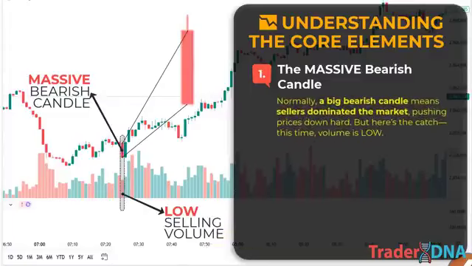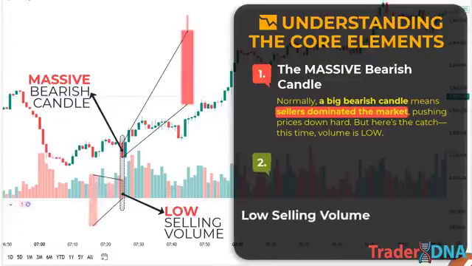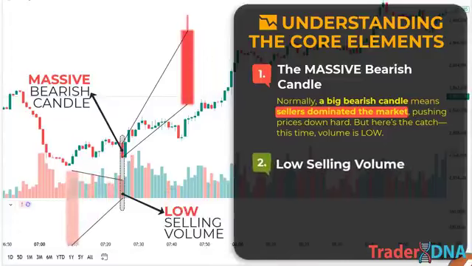Normally, a big bearish candle means sellers dominated the market, pushing prices down hard. But here's the catch. This time, volume is low. Low selling volume. Volume measures how many trades are happening. Low selling volume means that even though price dropped a lot, not many sell orders were actually executed.